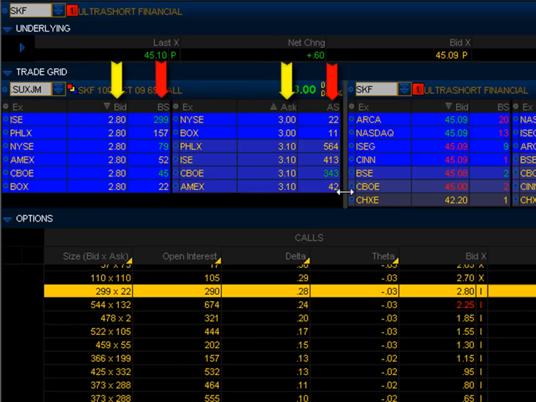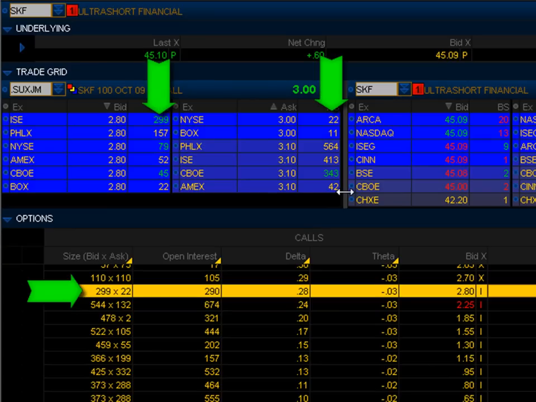If you look at the order size in the options chain, you'll see that it's 299 on the bid and 22 on the ask. That's also represented in the level 2 as well. What that means is that at each representative exchange, there are 299 orders to sell at $2.80, and there are 22 orders to buy at $3, and those orders are essentially waiting to be filled.